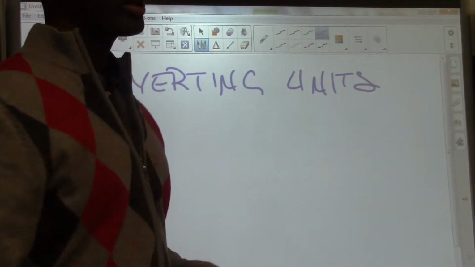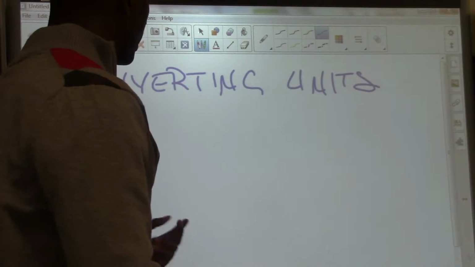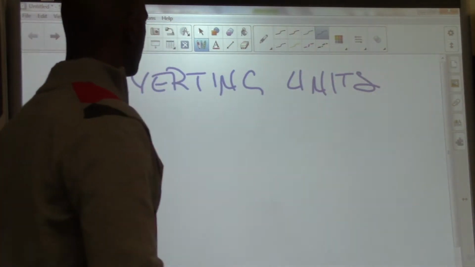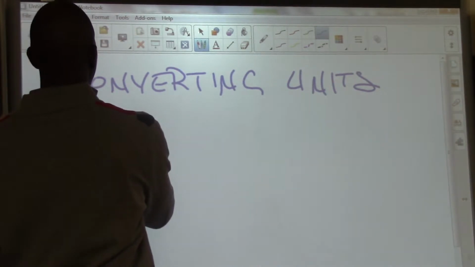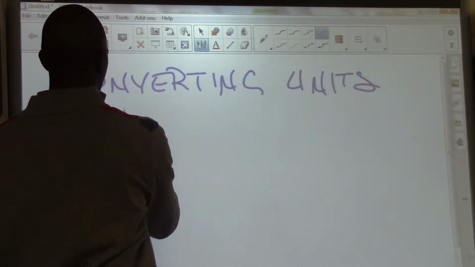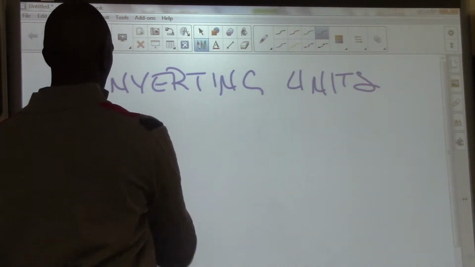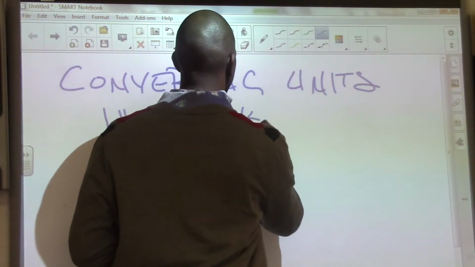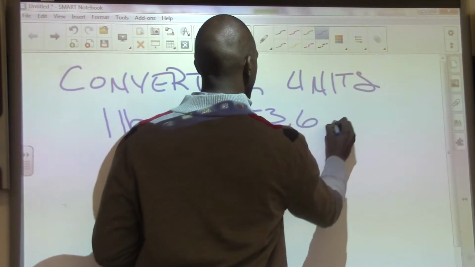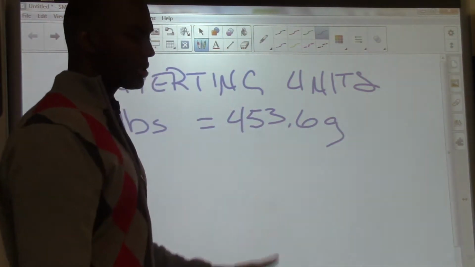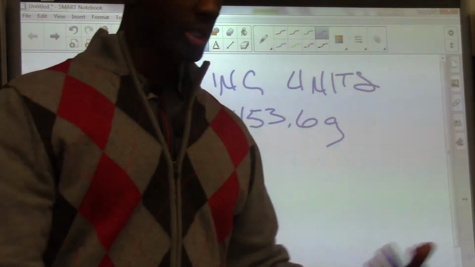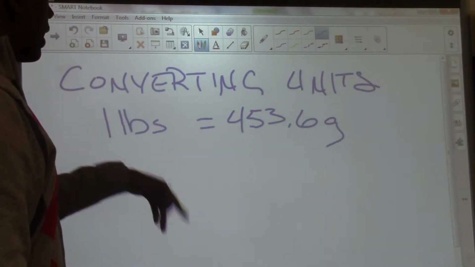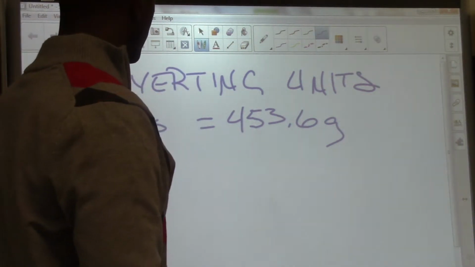As a matter of fact, we're going to take a customary unit and a metric unit. The customary unit is going to be pounds. We know that 1 pound equals 453.6 grams, so grams is going to be our metric unit. We're going to convert from a customary unit to a metric unit.